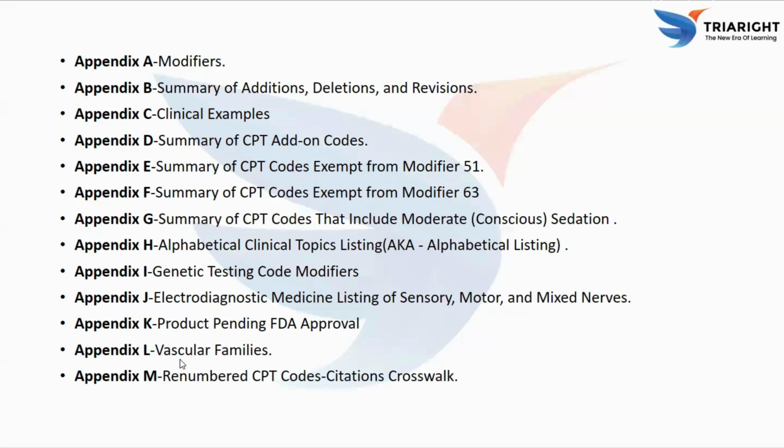And next is Appendix L, vascular families. So this Appendix L groups vascular procedures by arterial families. So they are very helpful in angiography and interventional coding. So they also prevent duplicate billing.